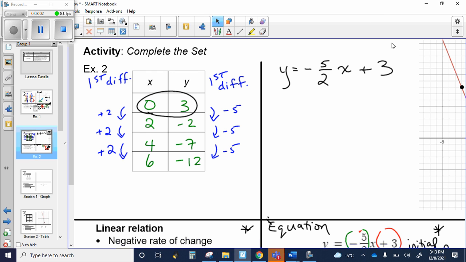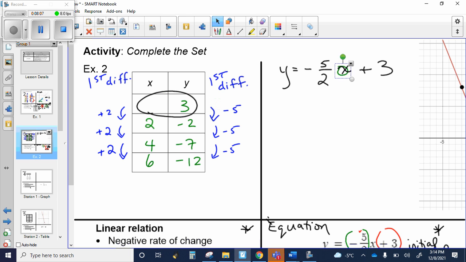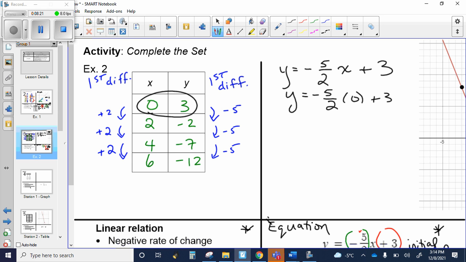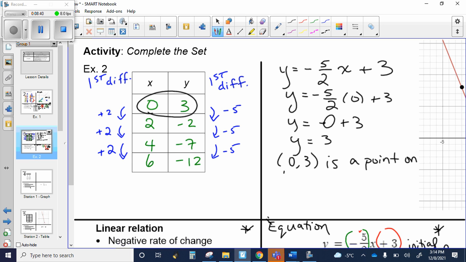Okay, so what we're going to do is we'll take 0, and we'll substitute it in for x. So let's do that. -5/2 multiplied by 0 plus 3. Well, anything multiplied by 0 is 0. So therefore, y must be equal to 3. So that means that (0, 3) actually is a point on the graph.